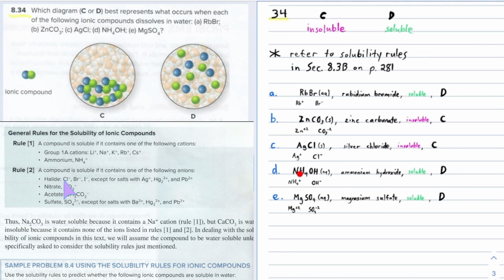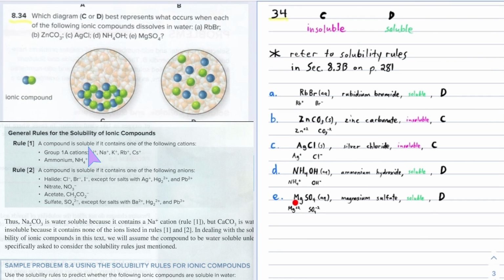Next is NH4OH. This is the ammonium plus cation. This is a polyatomic cation. And this is the hydroxide OH minus anion. So this is called ammonium hydroxide. And right here, compounds that contain ammonium are soluble. So this guy is soluble. It's going to look like solution D.